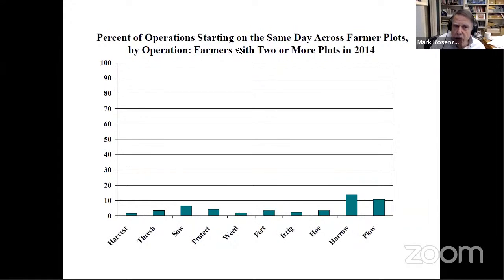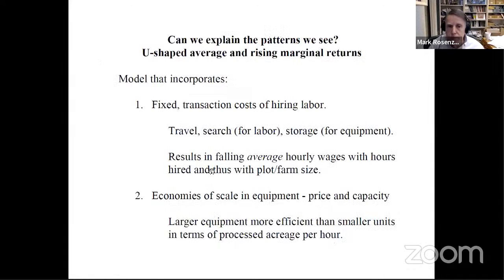This is the percent of operations that start on the same day across plots, by operation, for farmers with two or more plots. You can see that in almost no cases does a farmer, when he starts the harvest operation on a given plot, start the harvest operation on another plot that he owns. So we can, if we want, treat the plots as if they were separate farms operated by the same farmer. Okay, so here we go. How do we explain the U-shaped pattern?